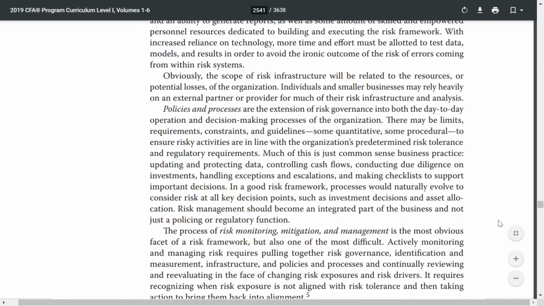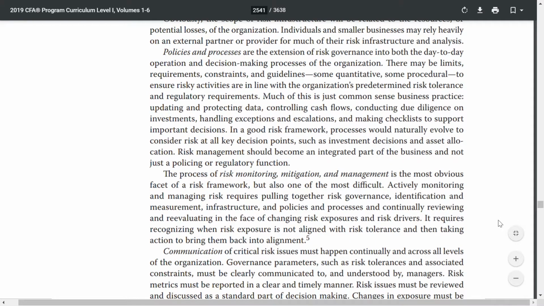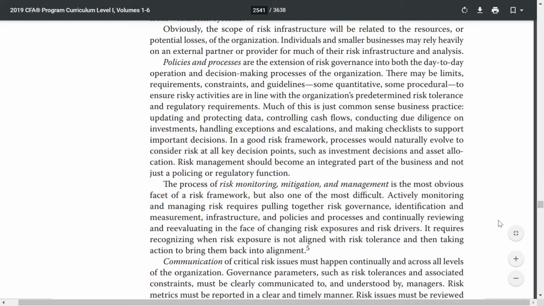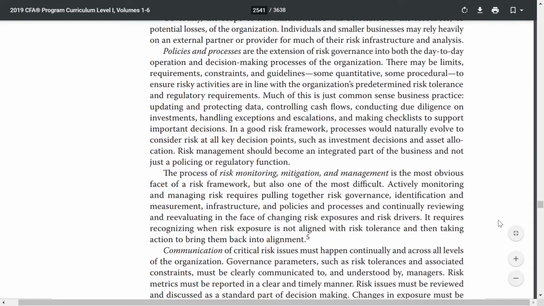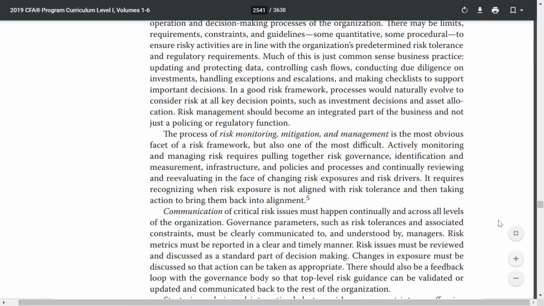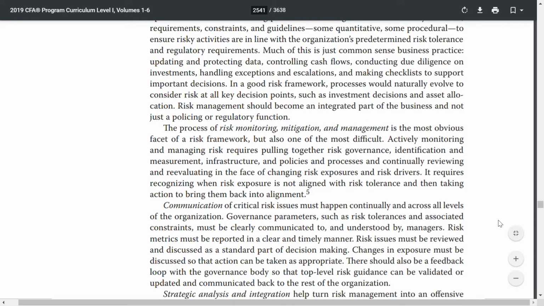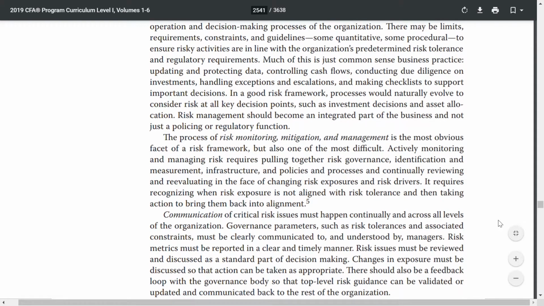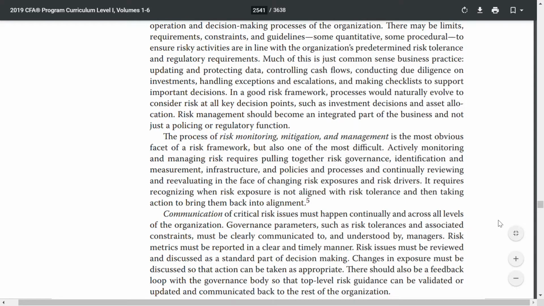Individuals and smaller businesses may rely heavily on external partners to provide much of their risk governance in both day-to-day operations and decision-making processes of the organization. There may be limits, requirements, constraints, and guidelines, some quantitative, some procedural, to ensure risky activities are in line with the organization's predetermined risk tolerance and regulatory requirements. Much of this is just common sense business practice: updating and protecting data, controlling cash flows, conducting due diligence on investments, handling exceptions and escalations, and making checklists to support important decisions.